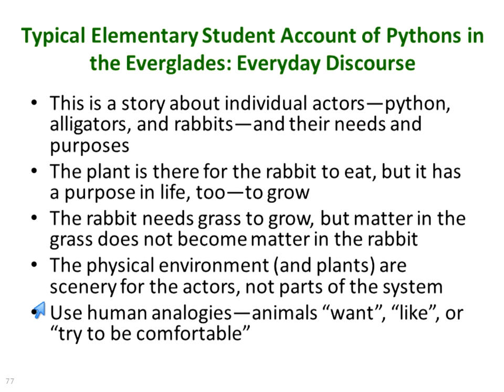When the students are talking to us about what's happening, about the pythons and the alligators and the rabbits interacting, they often use human analogies. So they'll say that the animals want or like to do things. For example, we tell them how the pythons invaded the Everglades, that people let their pets go in the Everglades. That's what happened. And we ask why the pythons are growing so quickly. How come the population is growing so quickly?